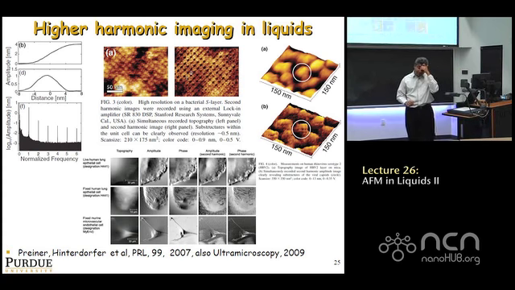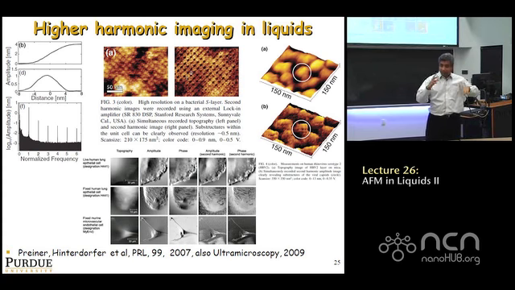Now, I want to point out that the use of higher harmonics in AFM has been there for a very long time, because you heard Ron talk about nonlinear oscillators, and when he talked about frequency modulation. So from the early days, people knew that when you oscillate a particle in something that's not a parabolic potential, you're going to get higher harmonics. This has been known for a long time.